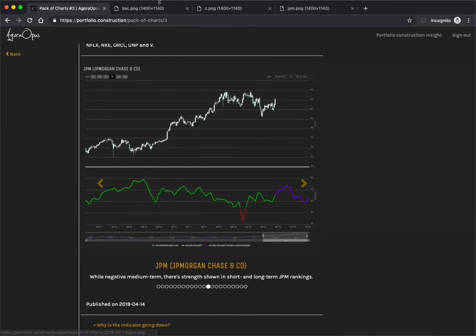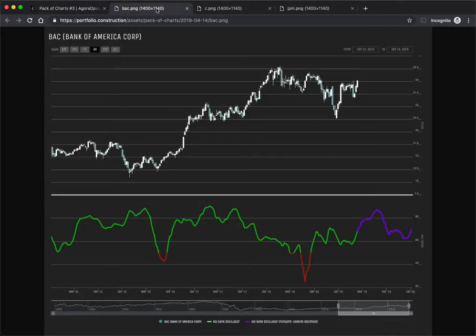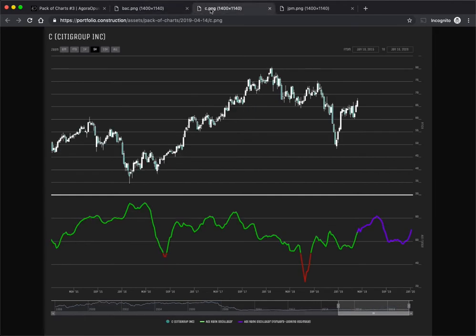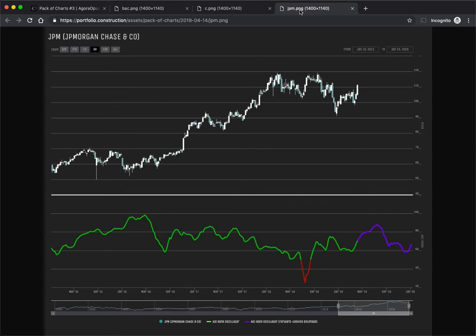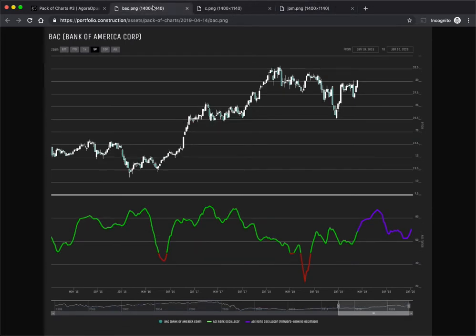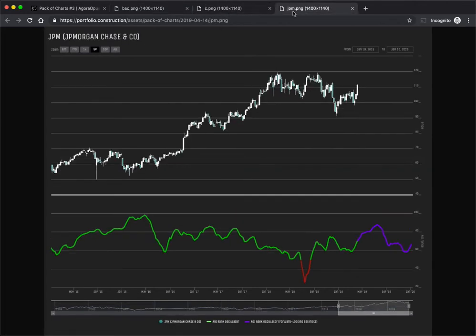There we go. So I wanted to look at US banks, here illustrated by three companies: Bank of America, Citigroup, and JP Morgan. What we've been seeing in all of these three, and other US banks as well, is a strengthening in the rank from around mid-March. It's been going up, and the forward-looking estimate, at least short term, is also heading up across all of them. So that's very interesting.